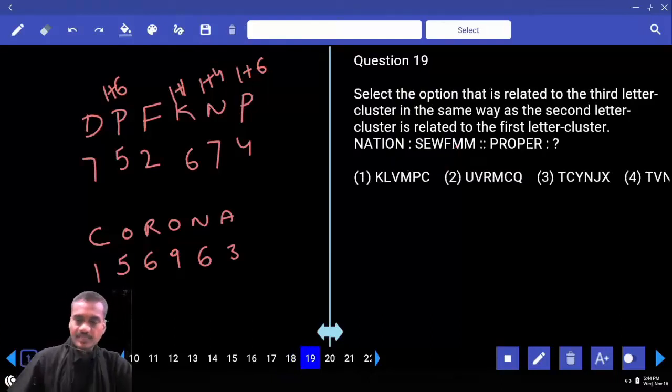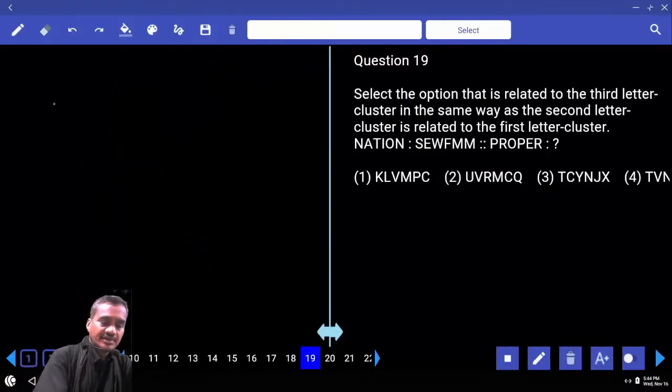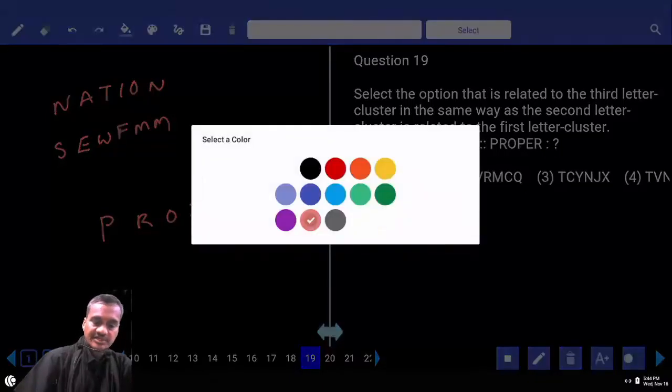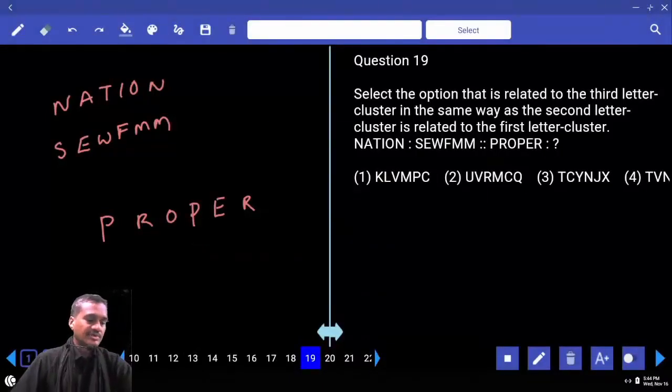Then the 19th one. Now in this question number 19, the code given to the word NATION is SEW, FMM. And what is the code for the word PROPER? What is the code for the word PROPER? Now N and S, any relation here? What is the logic behind this one? N and M, isn't it?